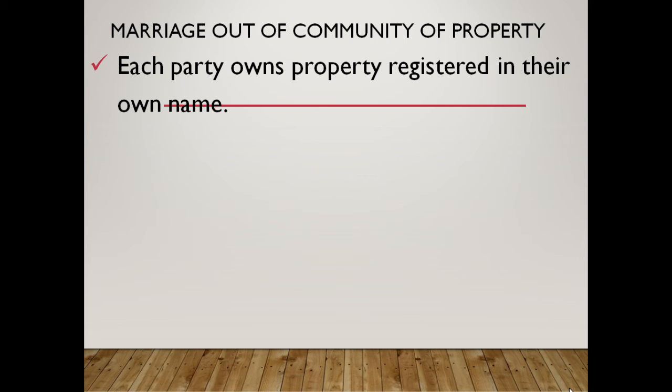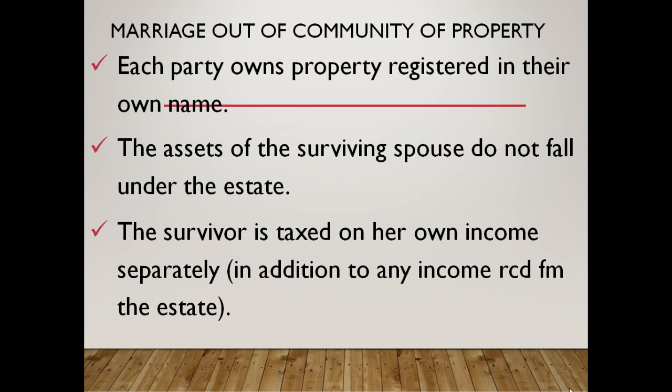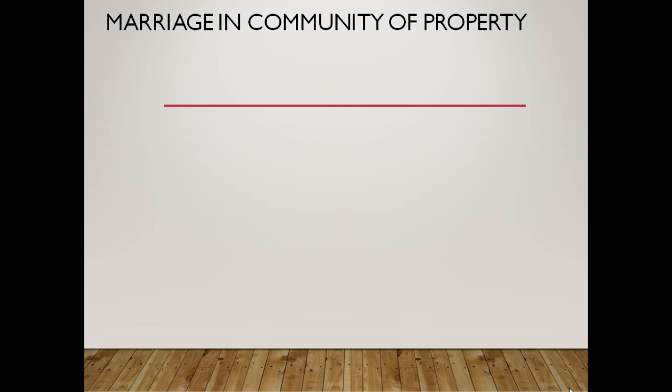So we have these scenarios again where we have a marriage out of community of property. That means each party owns property registered in their own name. The husband has his own property, the wife has her own property. That's what we mean by marriage out of community of property. So what are the tax implications? The assets of the surviving spouse do not form part of the deceased estate, of course, because they had separate assets. The survivor is taxed on her own income separately, and also on whatever part of income that will be received from the deceased estate.